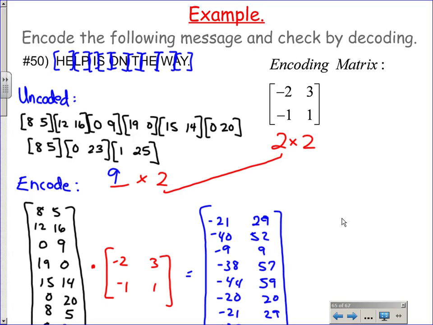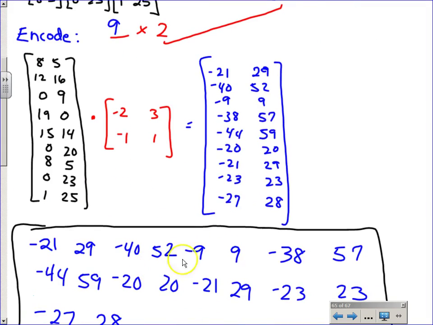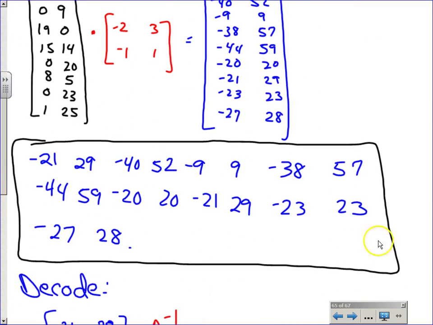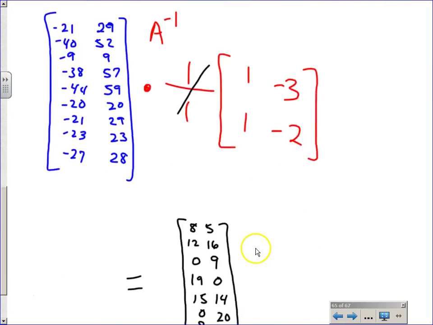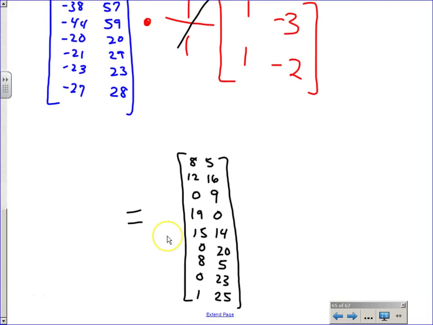But what did I do to my message? I encoded it. I put it through the matrix. And now all of a sudden I have negatives, I have positives, I have numbers bigger than 26, I have letters that aren't repeated. You can take a message to numbers, multiply it by a matrix, and all of a sudden this message is crazy hard to decode, unless you have the inverse. And then you get back to the original message.